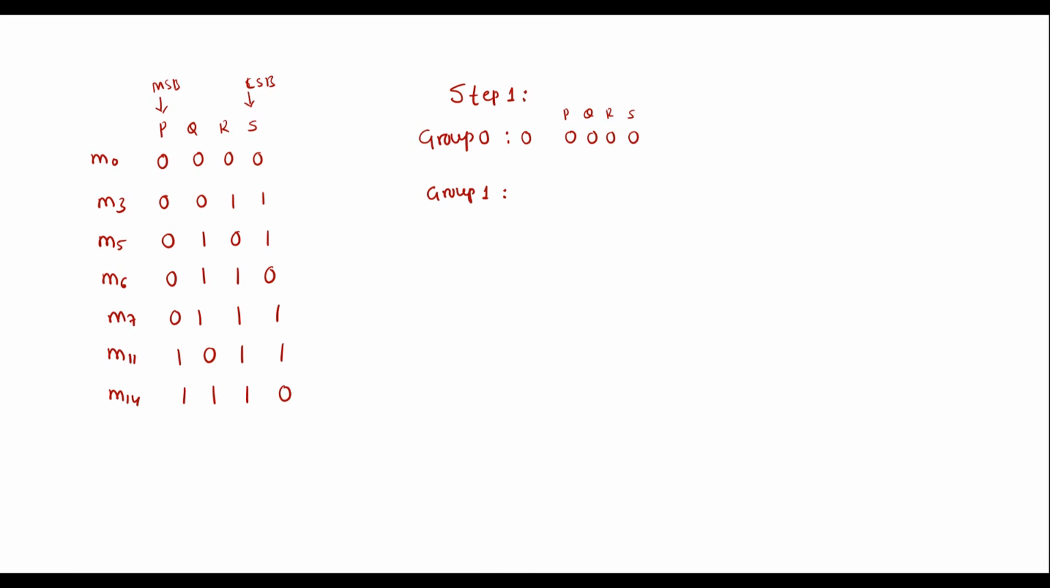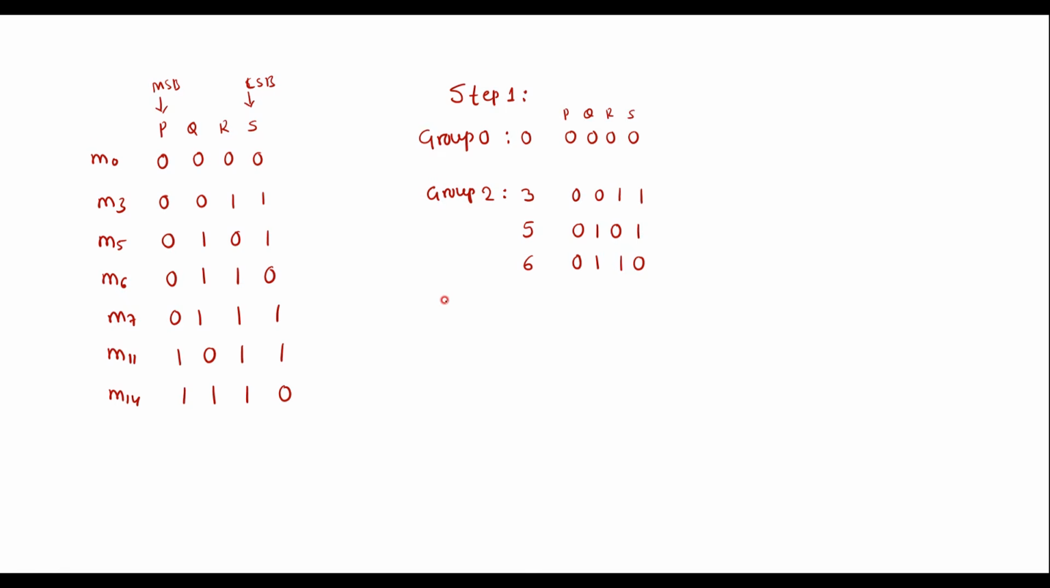Now I will write group 2. Group 2 is the one where we have to consider the min terms which have 2 ones. So here in m3 we have 2 ones. In m5 we have 2 ones. In m6 we have 2 ones. So 3, 5, 6 will fall under group 2. The first one is 3, that is nothing but 0, 0, 1, 1. Next one is 5, that is 0, 1, 0, 1. Next one is 6, that is 0, 1, 1, 0.